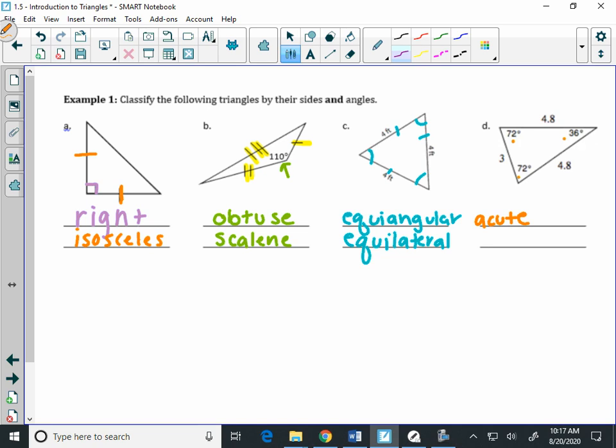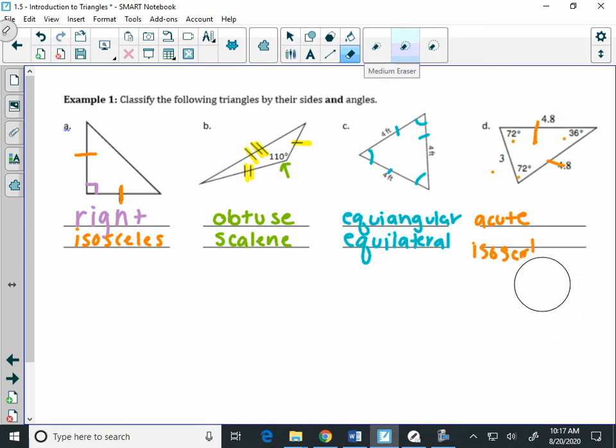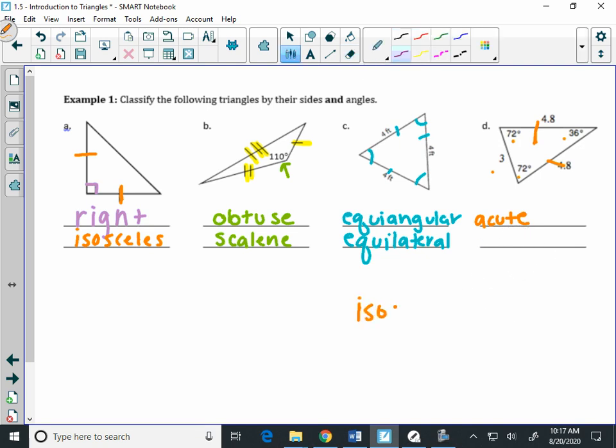If I look at the sides, this side's 4.8, this side is 4.8, that side is 3. So 2 sides are the same, that means it is isosceles. And sorry, this side of the board doesn't want to be oriented, so I'm going to write it over here. Isosceles. And that's going to go right there. Okay. So that triangle is an acute isosceles triangle. There you go. That's how you classify triangles in example 1.